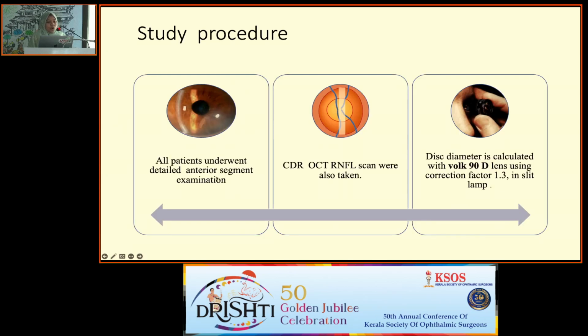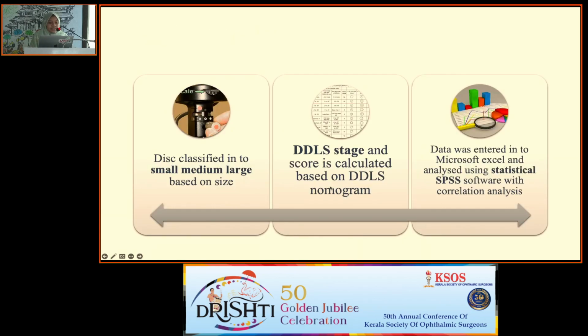Study procedure: all patients underwent detailed anterior segment examination. Cup disc ratio and OCT RNFL scan were also taken. Disc diameter was calculated with a Volk 90D lens with correction factor of 1.3 in slit lamp. Then the disc was classified into small, medium, large based on size. DDLS stage and score were calculated based on the DDLS nomogram.